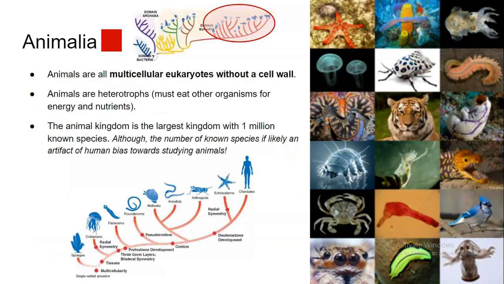And our final kingdom, again under domain eukarya, so these have a nucleus, are animals, kingdom Animalia. To be an animal, you have to be a multicellular eukaryote. So you have to have a nucleus. All animals are more than one cell big. Animals do not have a cell wall either. They are heterotrophs, meaning they have to eat other organisms for energy. There are no autotrophic animals. And the animal kingdom is the largest kingdom with 1 million known species. And that's probably because we as humans are animals, and so we're a little biased towards studying animals versus protists or fungi.